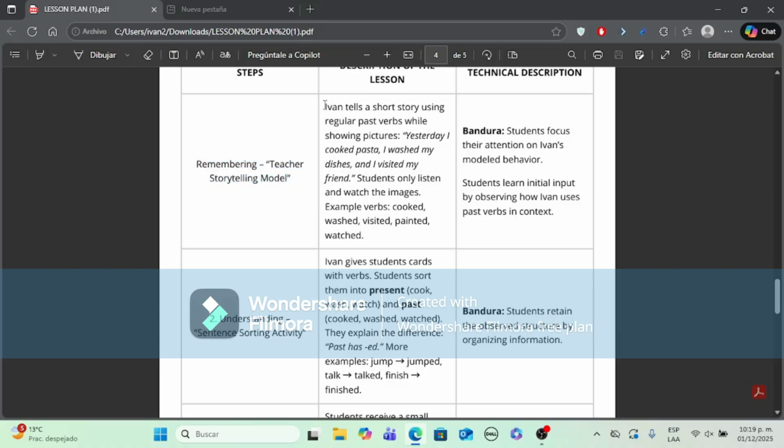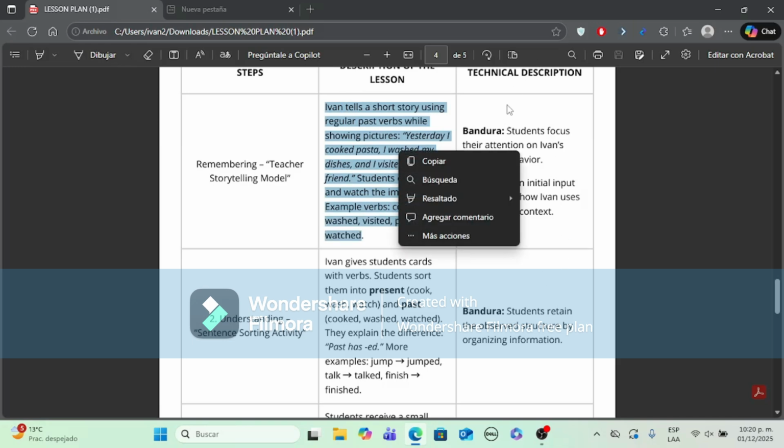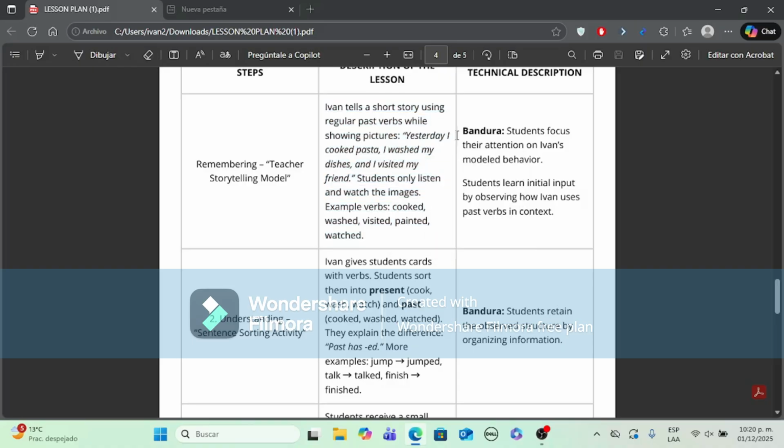Each sentence is accompanied by a clear picture or illustration. This activity represents the attention phase of Bandura's social learning theory. The students' attention is focused entirely on me as the model. They observe how I pronounce the verbs, how I form the past tense, and how I use visual aids to support meaning. This step also aligns perfectly with modeling and observational learning.